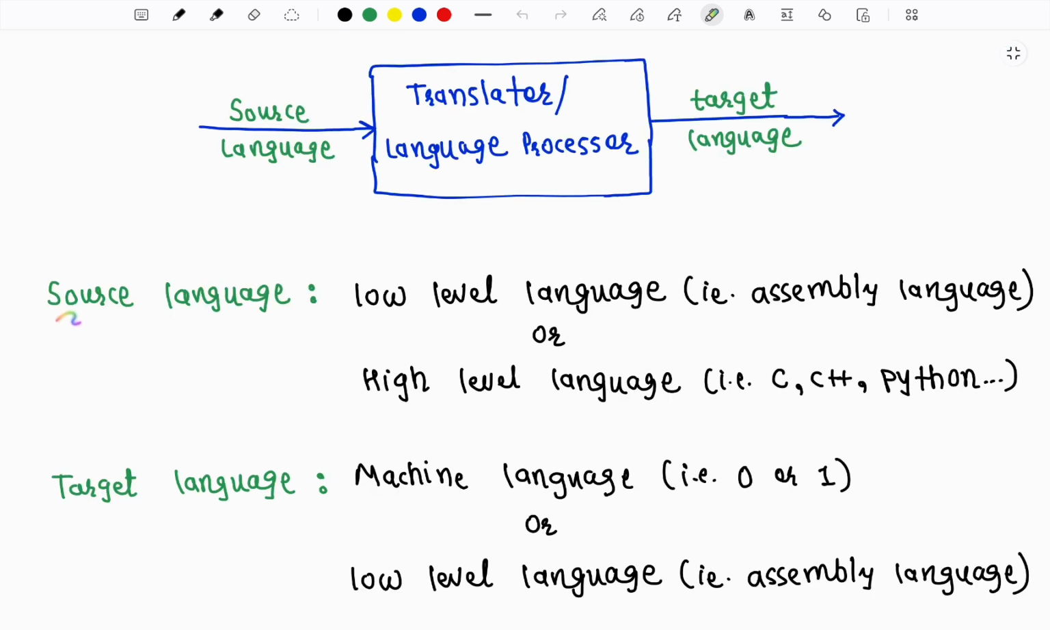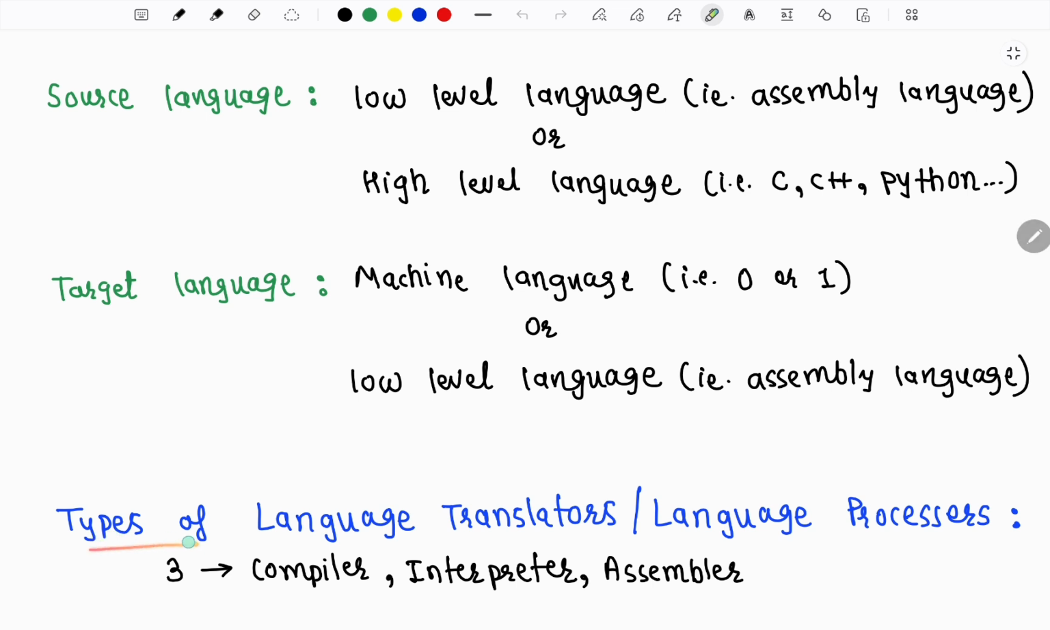Now, what can be the source language? Source language can be of two types: low level language and high level language. Low level language means assembly language, and high level language means languages such as C, C++, Python, Java, PHP, etc. Now, what is the target language? Target language can be machine language or low level language. Low level language means assembly language, and machine language means zeros and ones. There are three types of language translators: compiler, interpreter, and assembler.